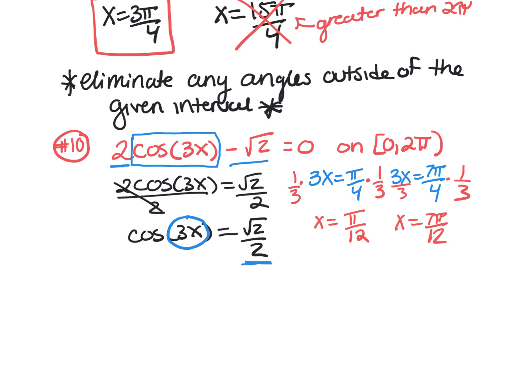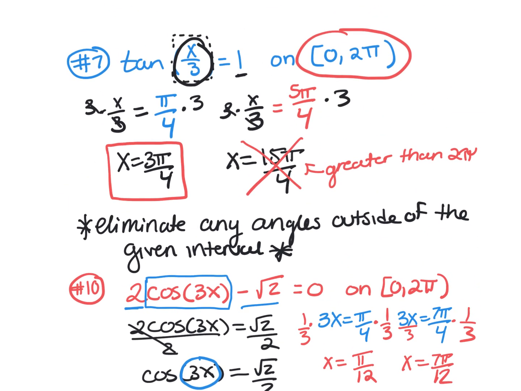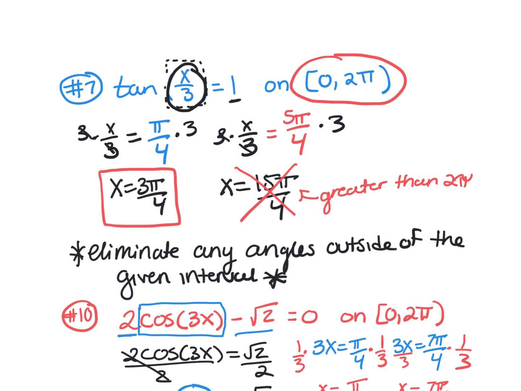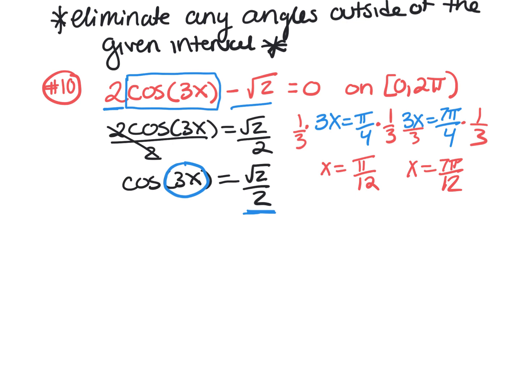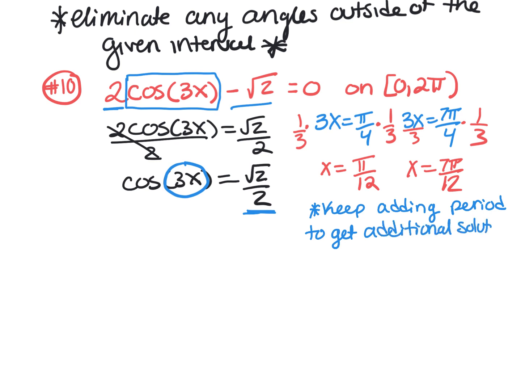And so it's kind of the opposite situation from up here, where we had to eliminate any angles that were outside of the given interval. We also need to make sure that we get all possible solutions. So what we can do is keep adding our period to both of our solutions that we have here, to get additional solutions. And you'll just keep doing that. You'll keep getting your solutions until you reach 2 pi, because we can't go over 2 pi.